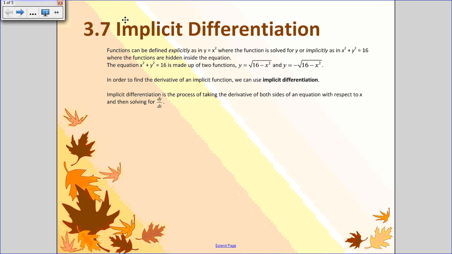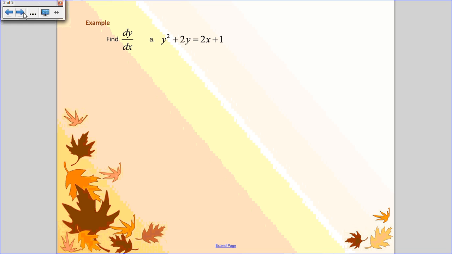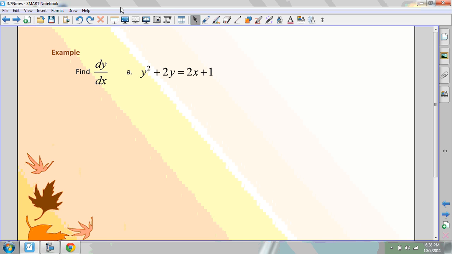In order to find the derivative of an implicit function, we can use implicit differentiation. Implicit differentiation is just the process of taking the derivative of both sides of an equation with respect to x, and then you're just going to solve for your dy dx term. So let's do some examples. First one, find dy dx if we have y squared plus 2y equals 2x plus 1.